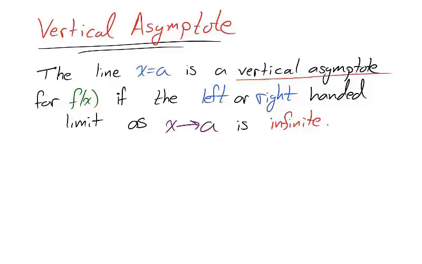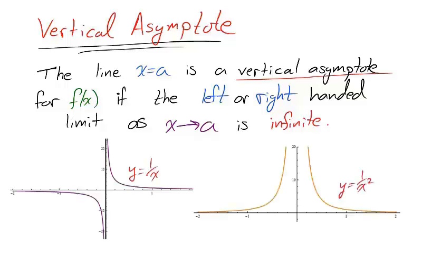A few minutes ago, we had an example with ants crawling infinitely upwards or downwards while approaching x equals a. Whenever a one-sided limit is infinite, we say that the function has a vertical asymptote at that location. In both y equals 1 over x and y equals 1 over x squared, there are vertical asymptotes at x equals 0.